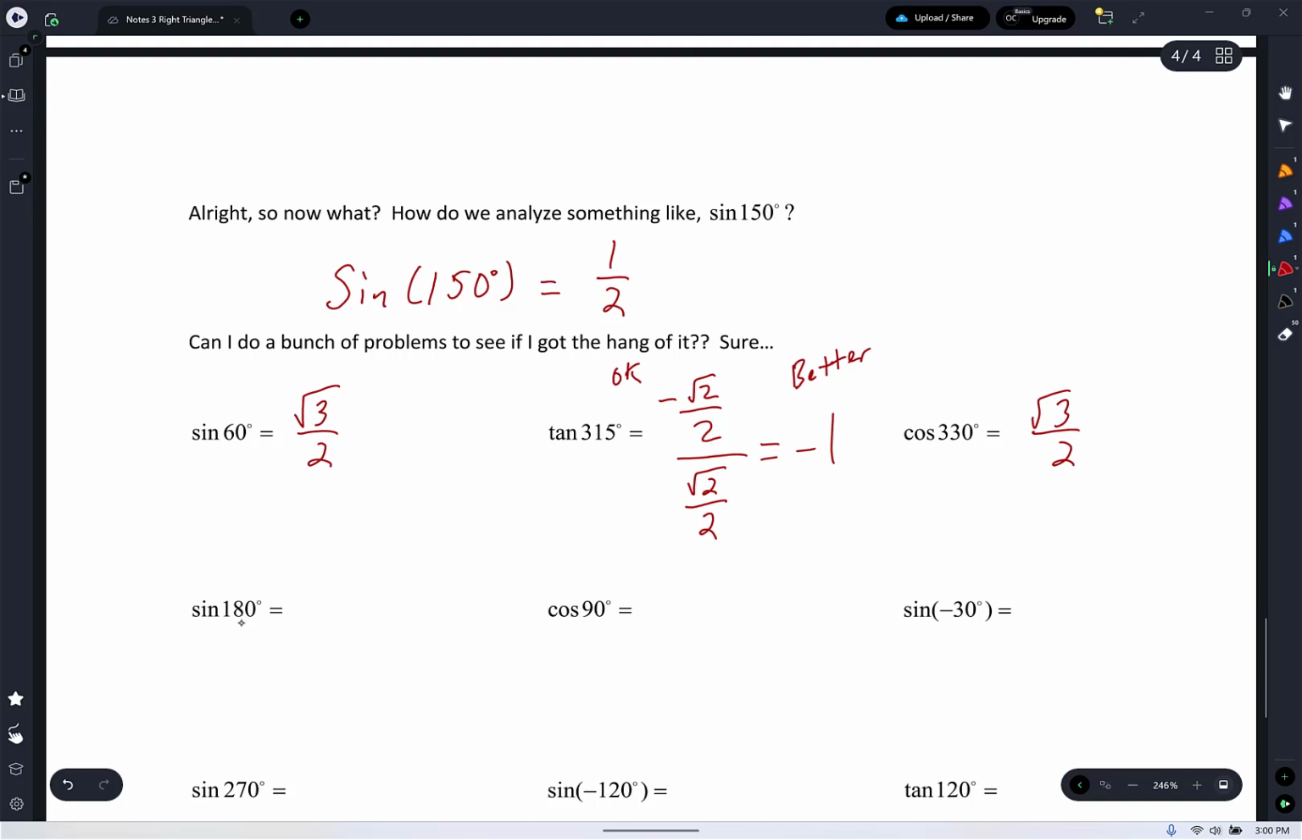Sine of 180. Go to 180 degrees. Give me the y value. 0. Cosine of 90. Go to 90 degrees. Give me the x value. 0. Sine of -30. Oh, we've got our first negative angle.